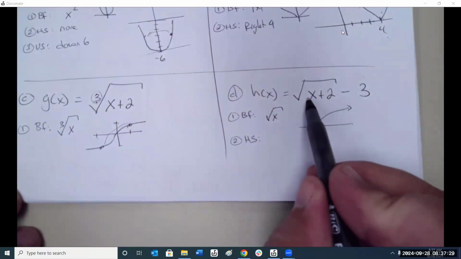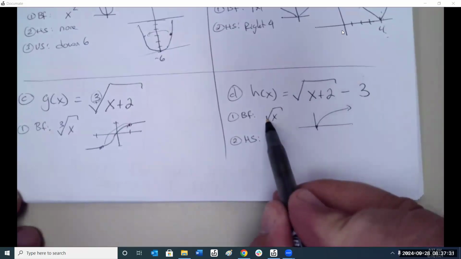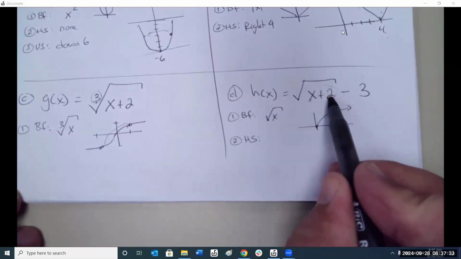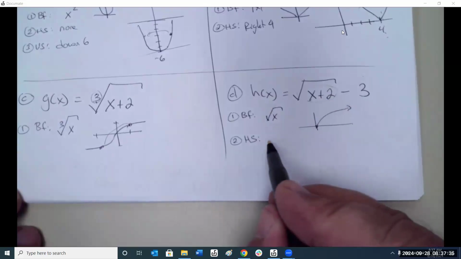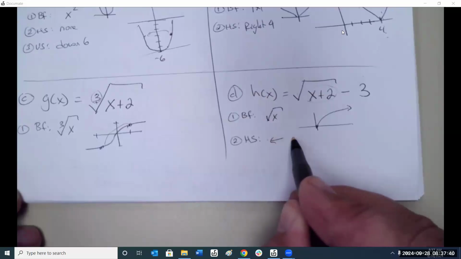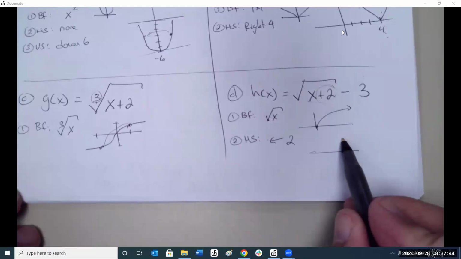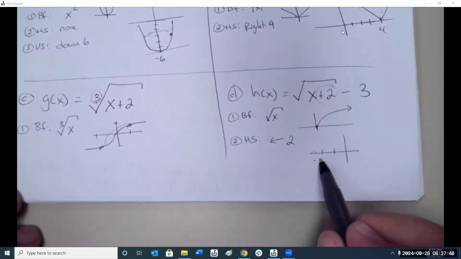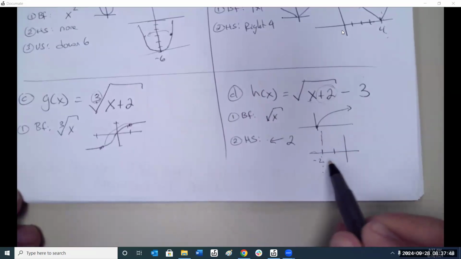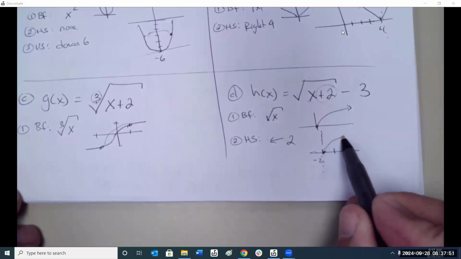Yep, because it's inside the function. The function is square root of x. Is there anything plus or minus the x inside there? Yes. So there's a horizontal shift to the left 2 because it goes to -2. 1, 2. So there's our new origin there. So it shifts that way.